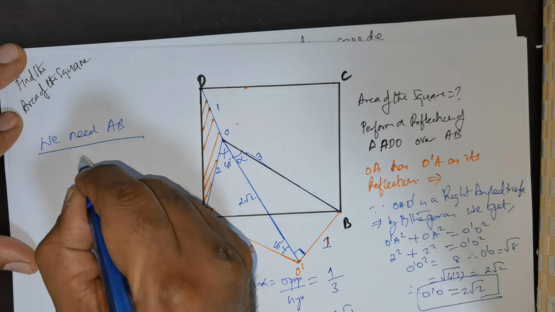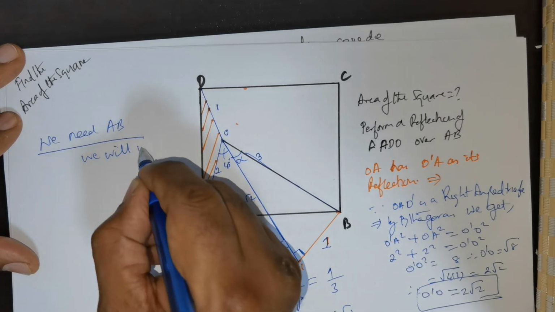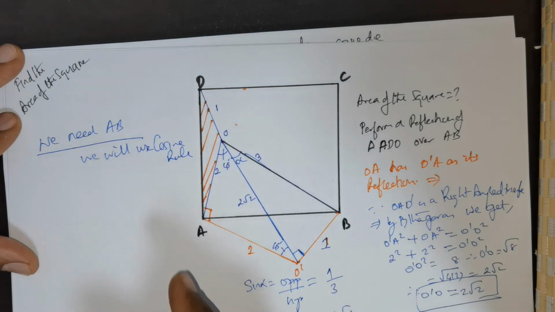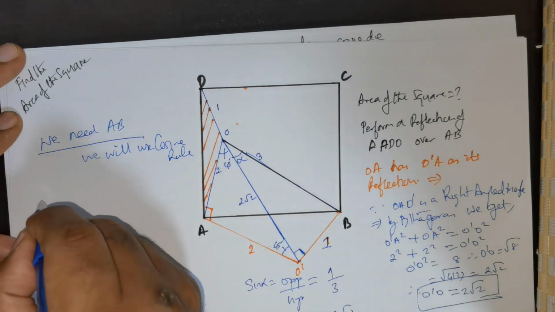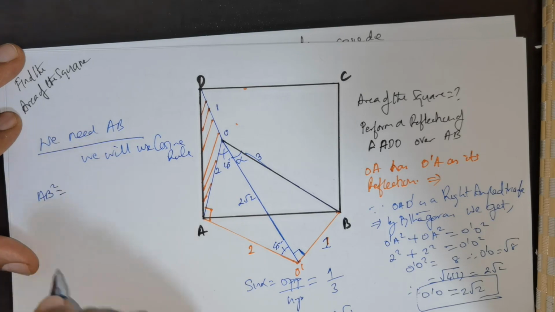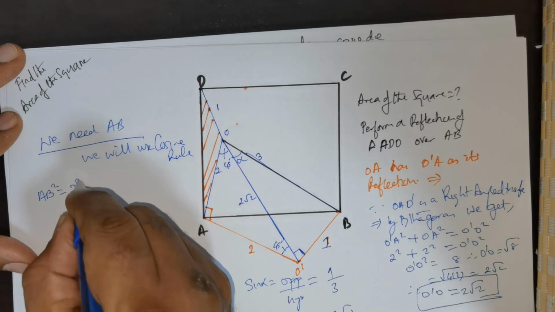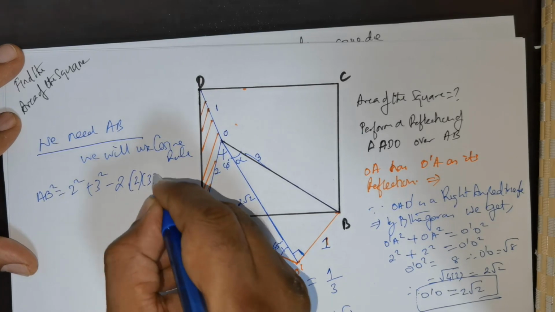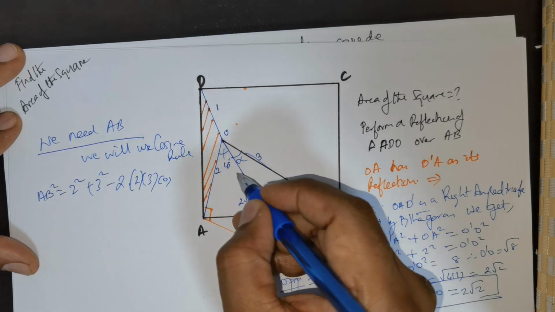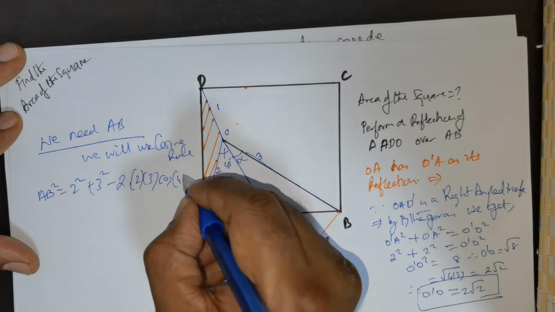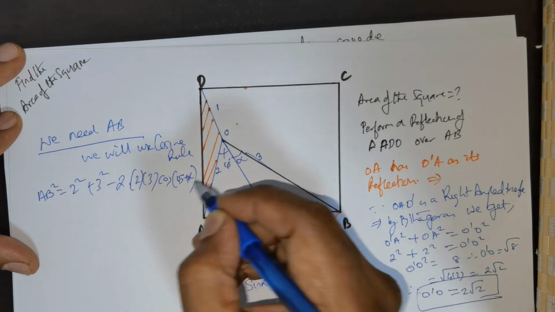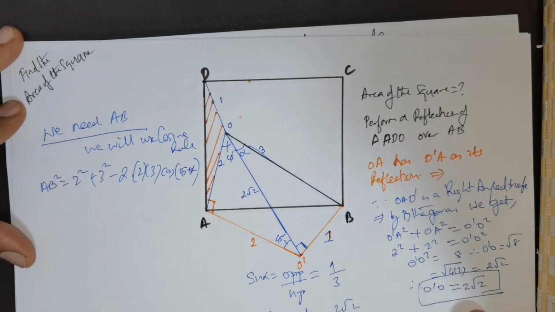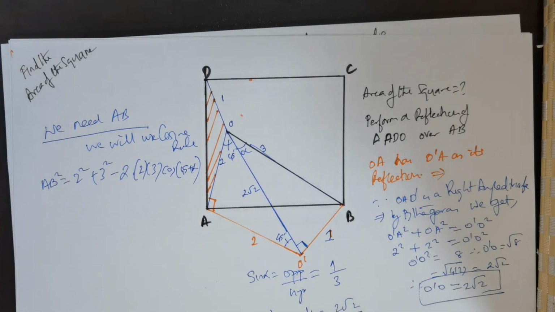So for that we will use the cosine rule. So what is this? AB squared is equal to square of this side plus square of this side minus 2 times 2 into 3 into cos of, I'm taking this as alpha, this is 45, so cos of 45 plus alpha. So evaluate this. This will give us AB. So that's exactly what I'm going to do.